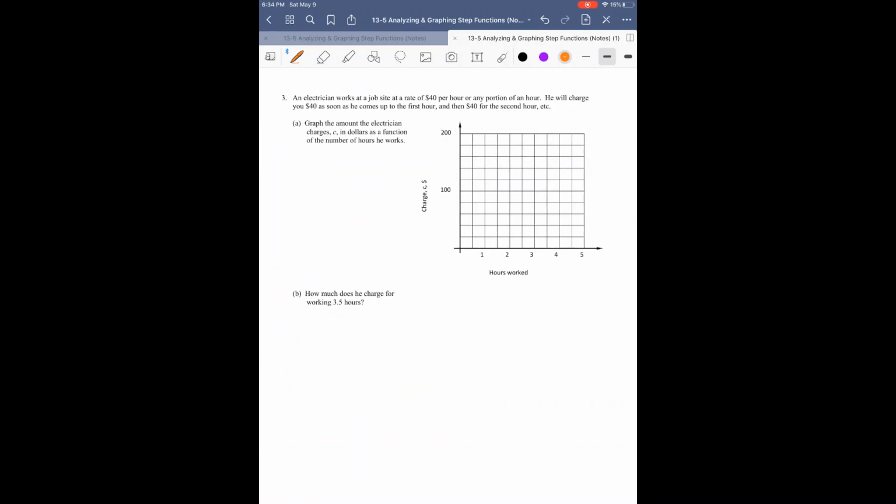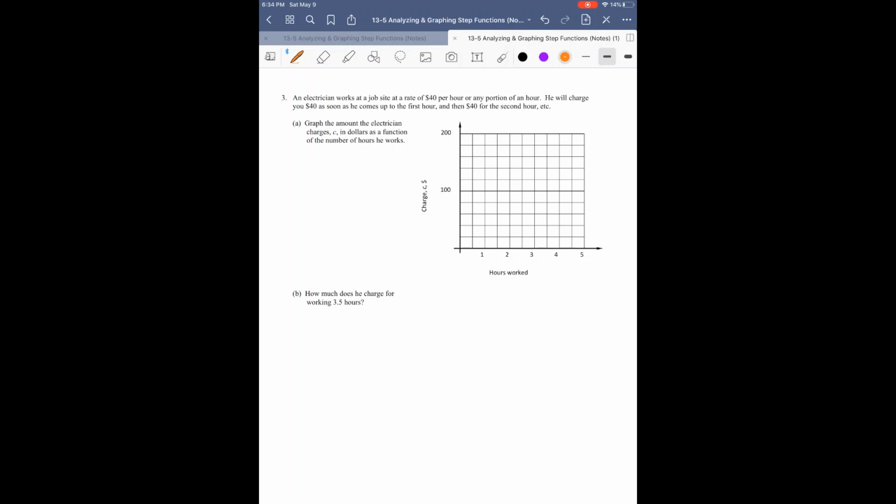Okay, last question of our guided practice before you try a couple on your own. Number 3, an electrician works at a job site at a rate of $40 per hour or any portion of an hour. He will charge you $40 as soon as he comes up to the first hour, and then $40 for the second hour, etc. So for each hour he stays there, he's going to charge you $40. Graph the amount the electrician charges C in dollars as a function of the number of hours he works.